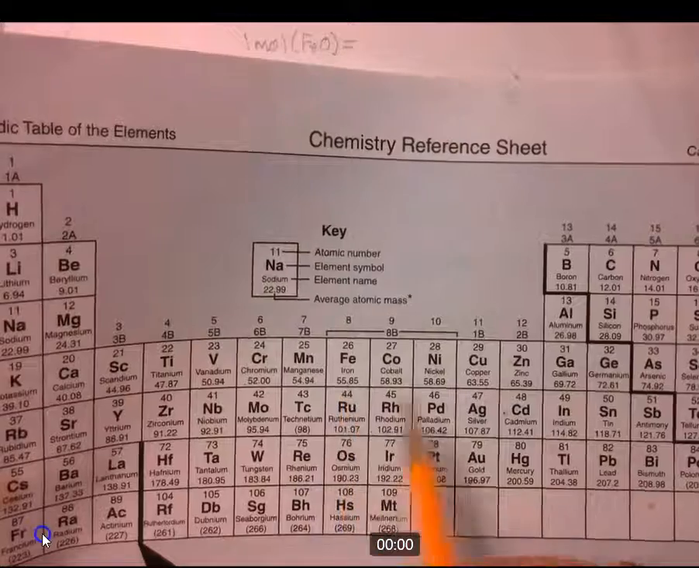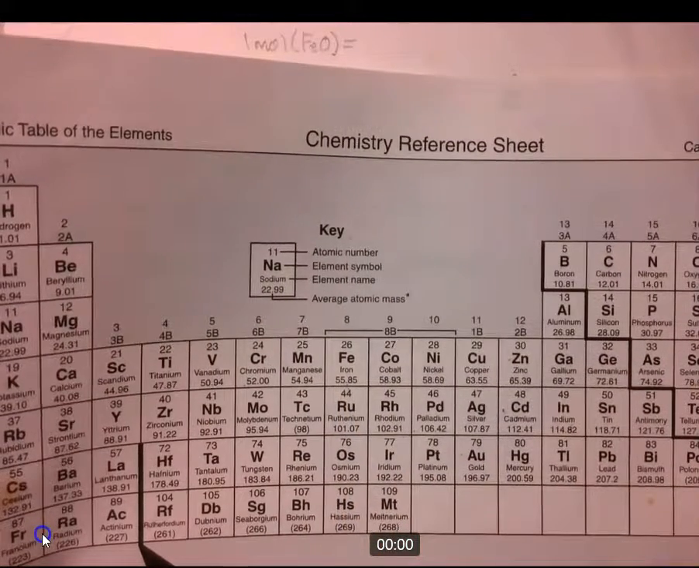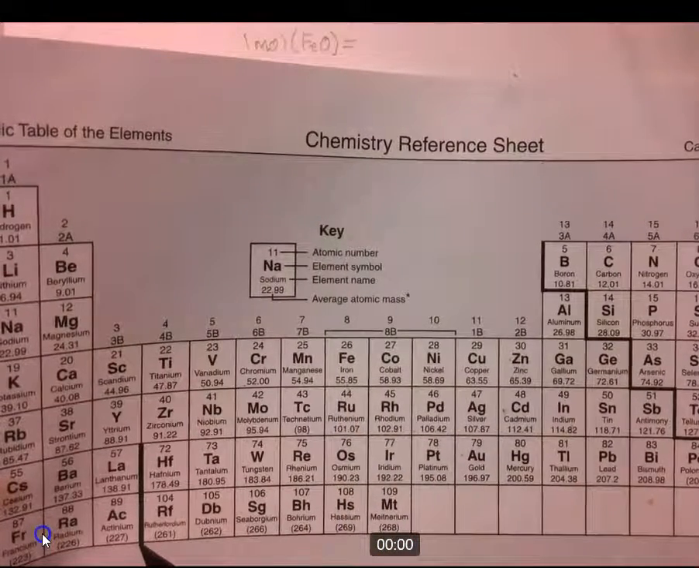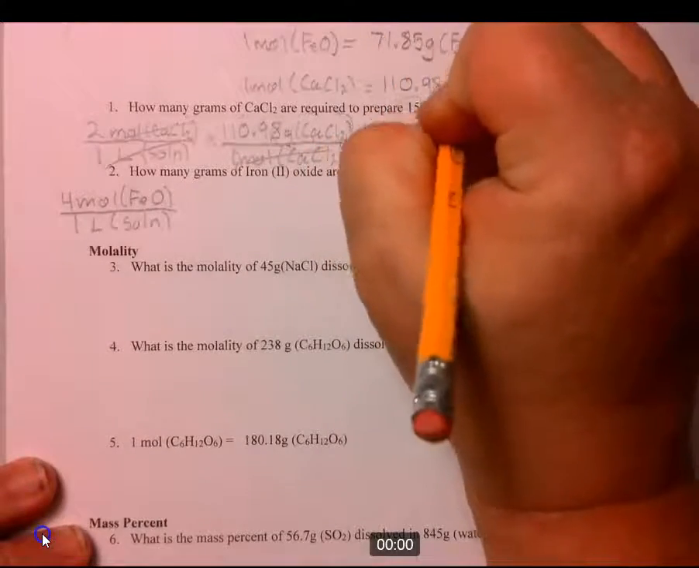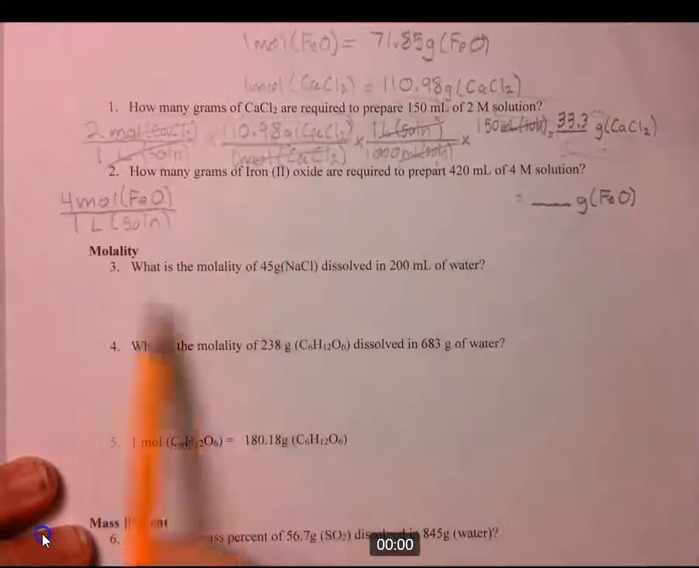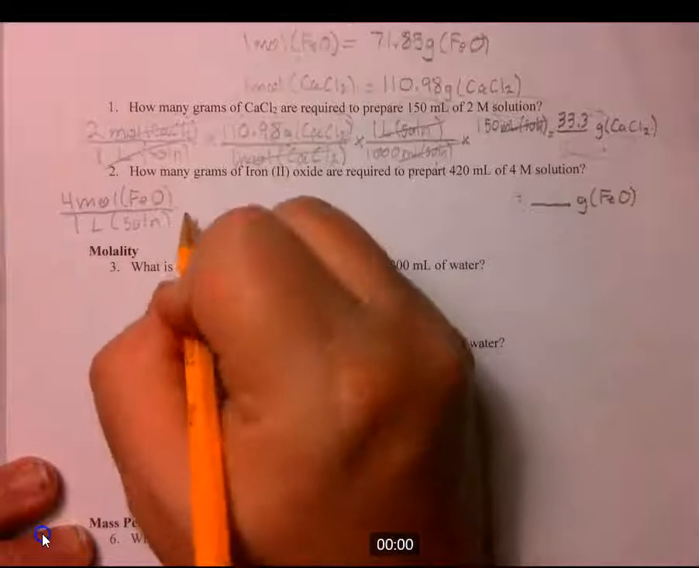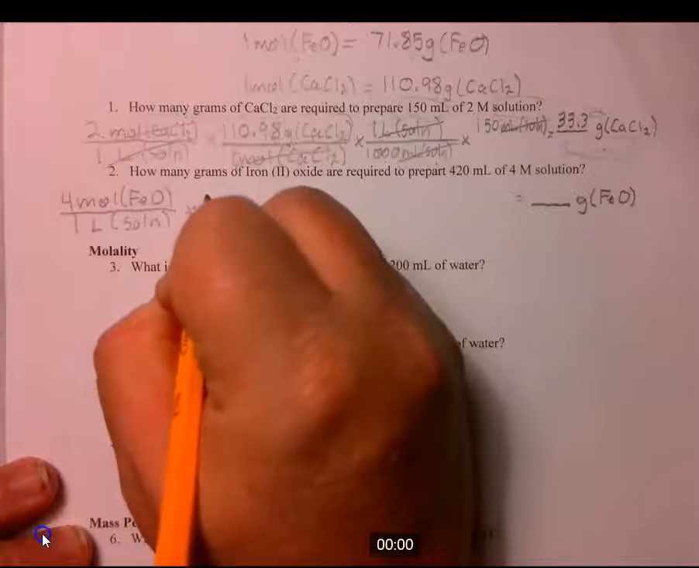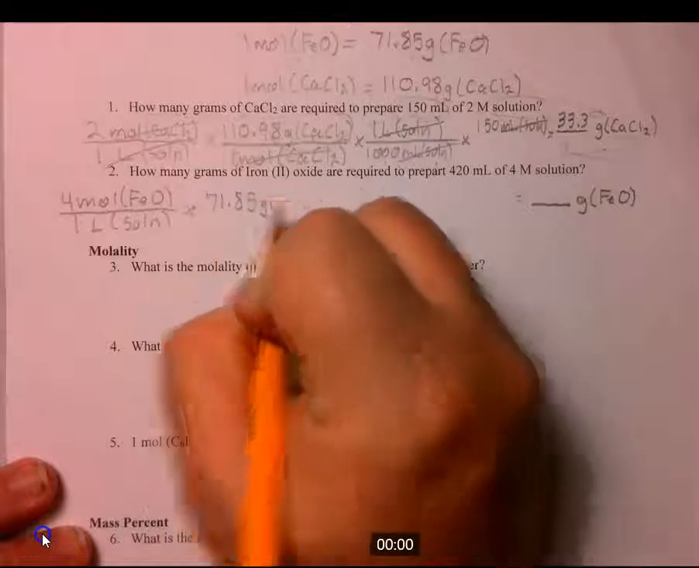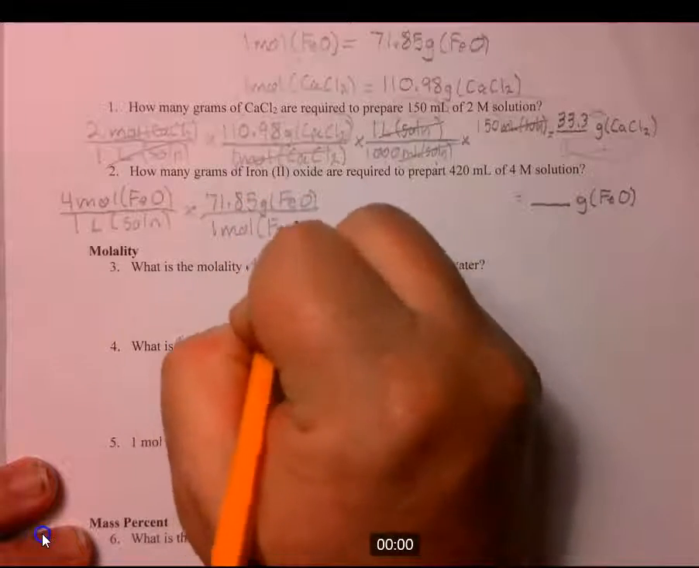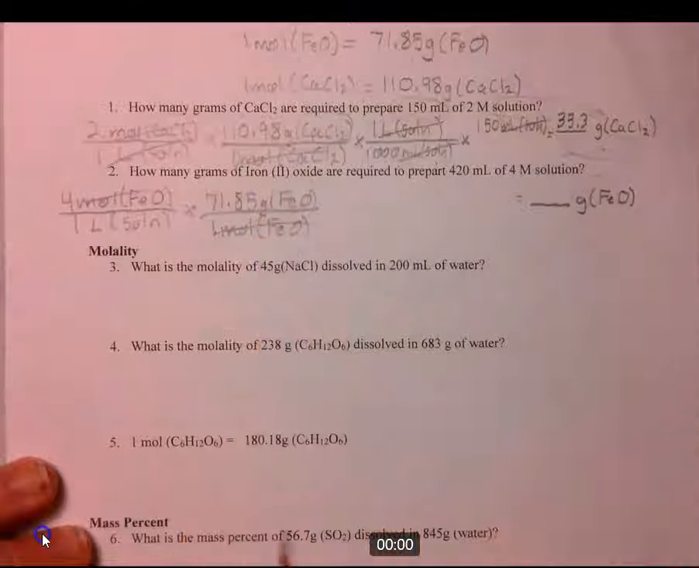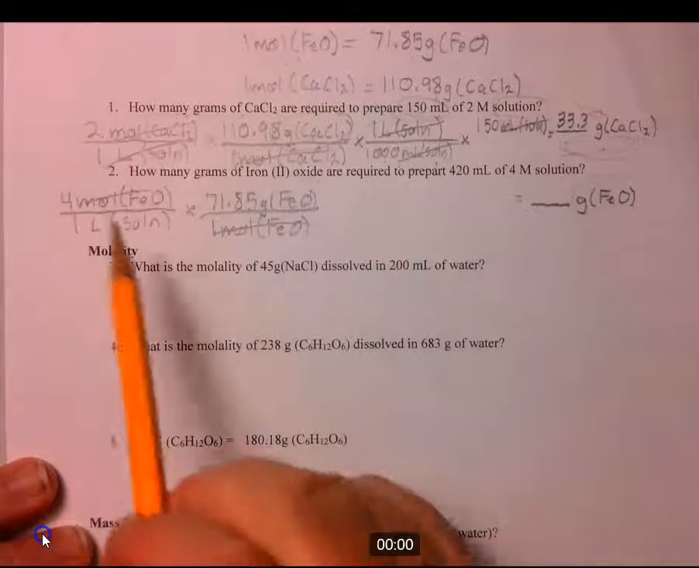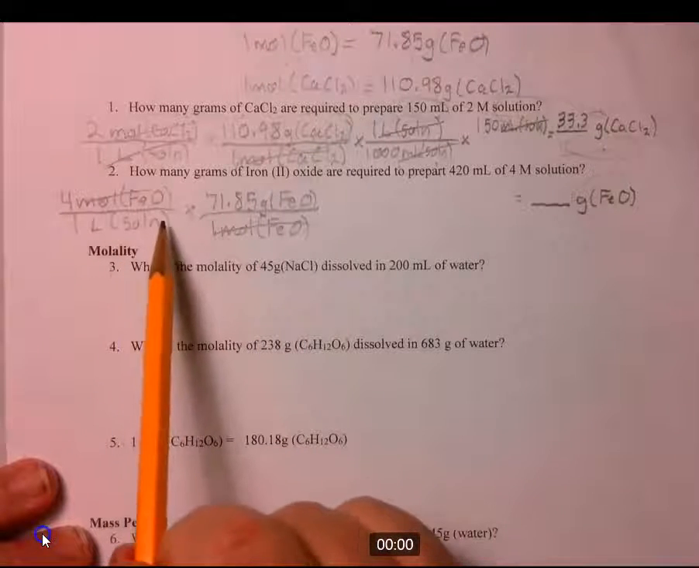Grab the periodic table. Iron is 55.85, oxygen is 16. If you add those together, you get 71.85. Okay, so one of these goes on top. We need to get from moles to grams. So we need moles to cancel out, so the grams are going to go on the top. Moles cancels with moles. We end up with the units that we're trying to get in our final answer, and there it is. Now, just like the last problem, this is very, very much the same.